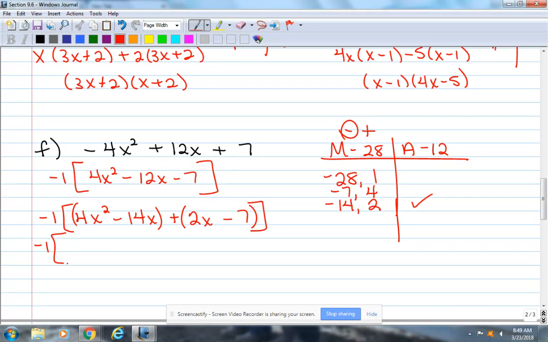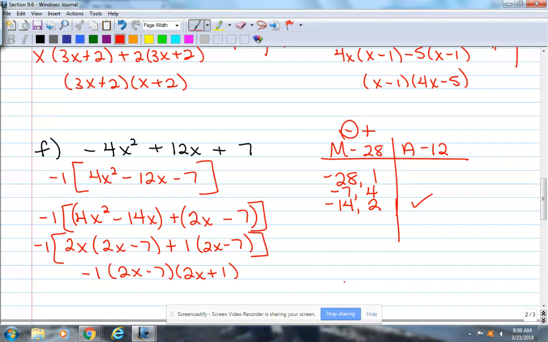So inside the first parentheses, I have 4x squared and 14x. So what's the GCF between them two? What about variables? X. And what times 2x is 4x squared? 2x. What times 2x is -14x? -7. Plus, what's my GCF for the next group? So if it's 1, and they're the same in both. So my factors are, keep the -1 as one of them, 2x minus 7, and 2x.